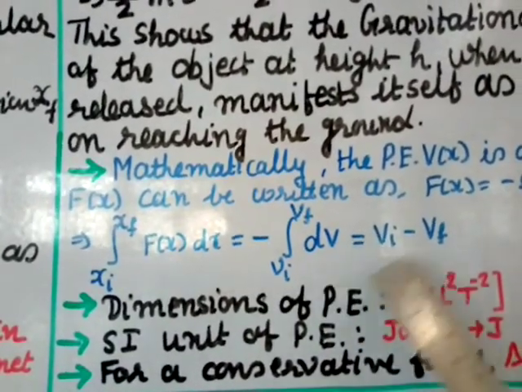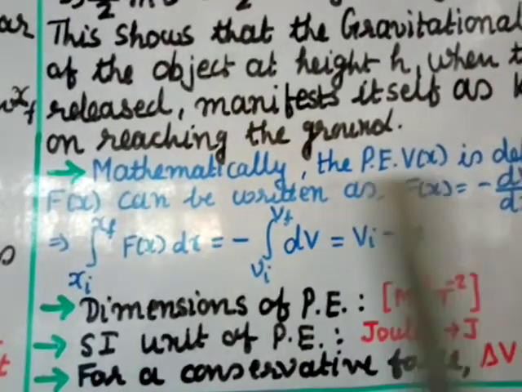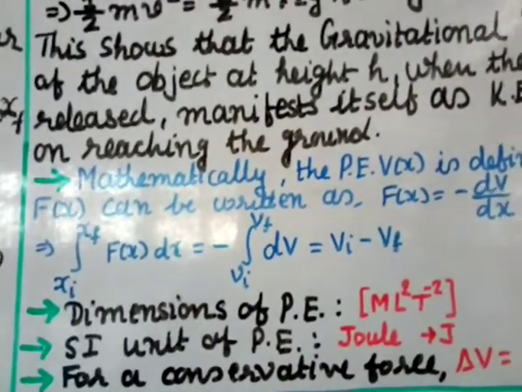So Vi will become positive and Vf will become negative. Okay, so it is done directly. I hope you understand, otherwise let's write it.